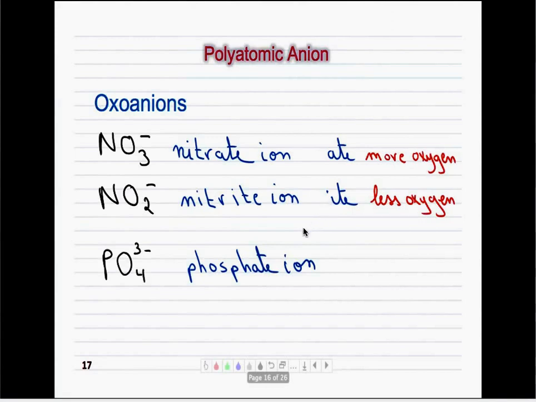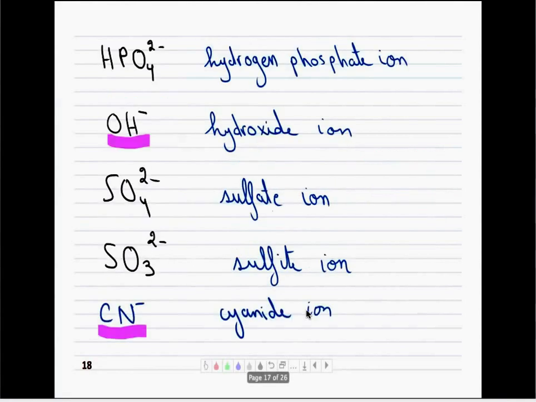PO4 3 minus is called the phosphate ion. You need to just learn it. There is no good way. For example, this is called the hydrogen phosphate ion. OH minus is called the hydroxide ion. Sulfate, again back to the ate, and sulfite ion. CN minus is known as the cyanide ion. And you need to know those.